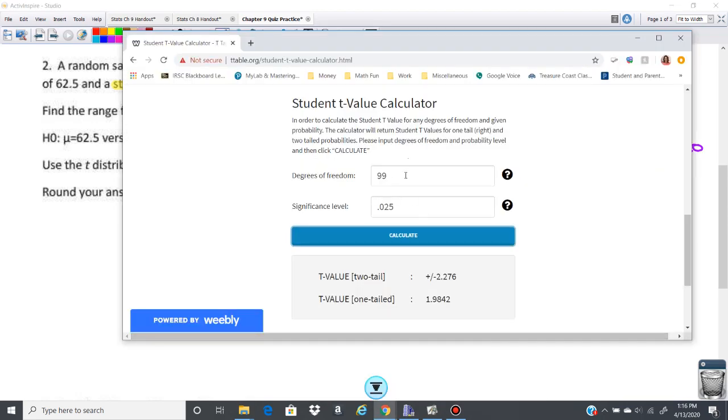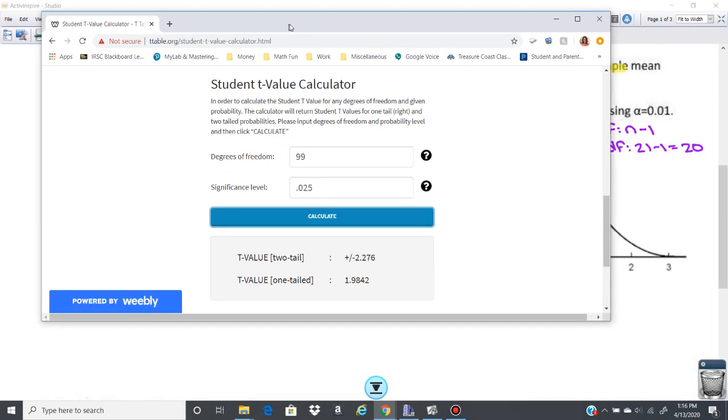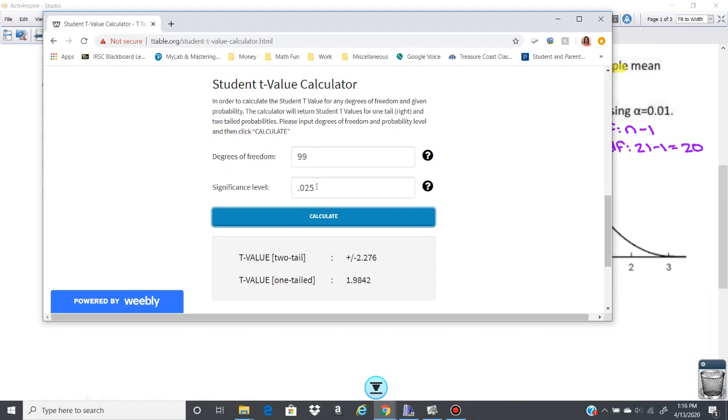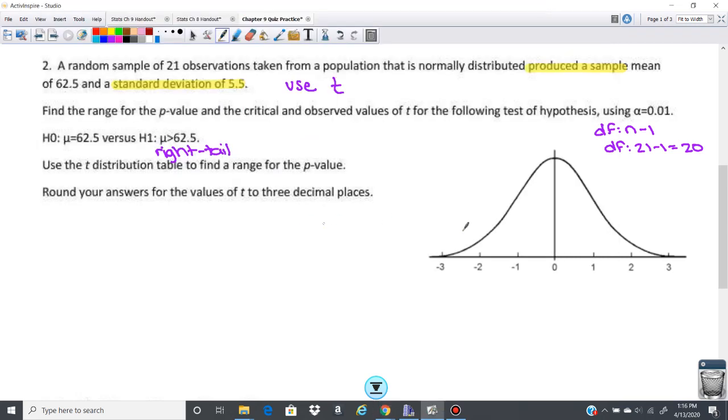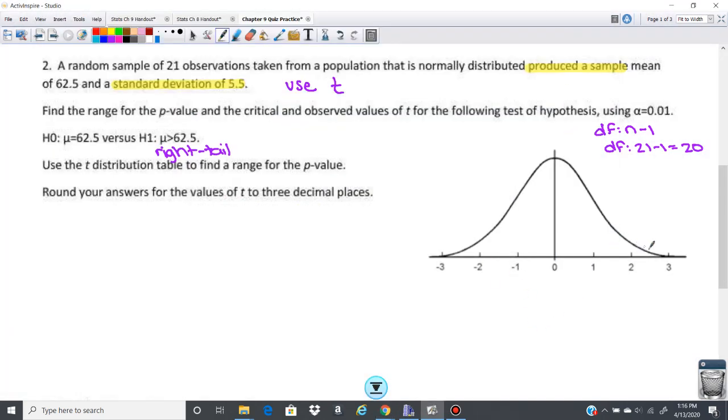Okay, I use a t-value calculator. Just type that into Google, t-value calculator, and let's go ahead and do that. So we have a significance level of 0.01 and a degrees of freedom of 20. And that gives us 2.528. Okay, so that's your t-value. So what was it again? 2.528. So we're going to go here, 2.5, roughly right here, 2.528.